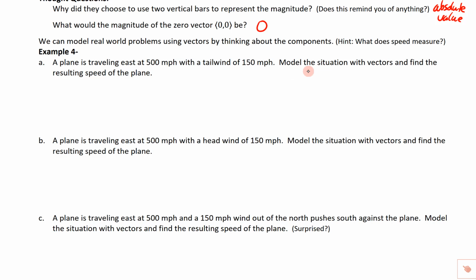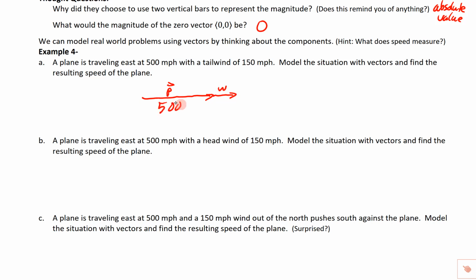So the plane is going 500 miles per hour east. So east goes off to the right here. So we're going to draw a vector that looks about like that. And we're going to say this is 500 miles per hour east. Okay, so here's the plane vector. And then we've got a tailwind. Well, the tailwind is pushing that. It's going in exactly the same direction. So I'm going to put a little vector right here to represent the wind.